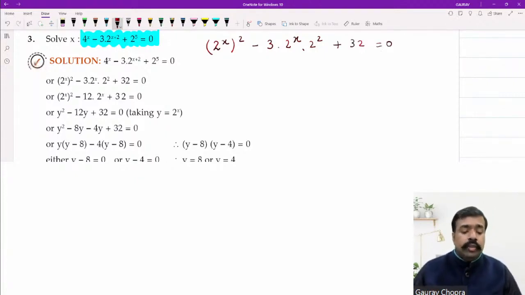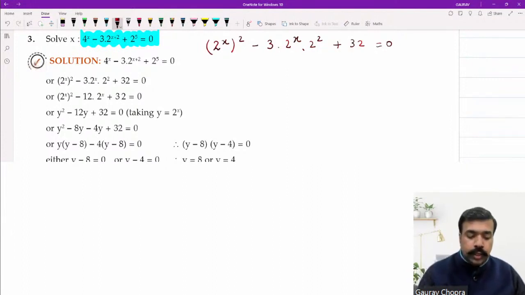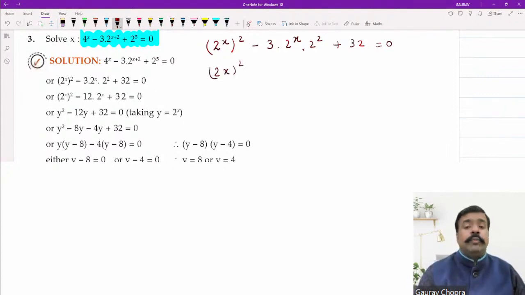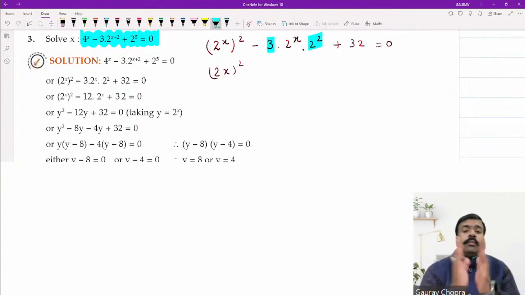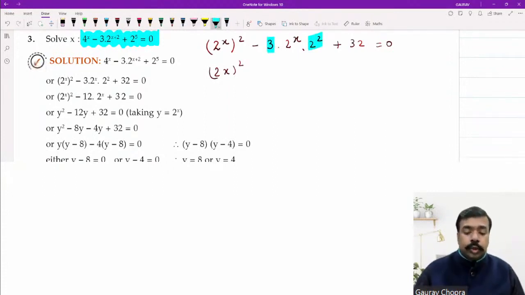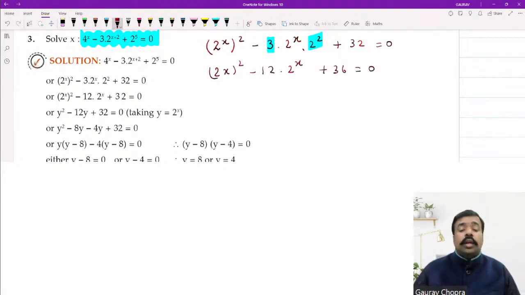Now, if we want, we can apply the split method here. So let us try for that. It will become 2 to the power of x whole square. Now, this 3 and 2 square can be multiplied. It will become 12. So minus 12 times 2 to the power of x, and then plus 32 equal to 0. Now, we can slowly convert it into the whole square.